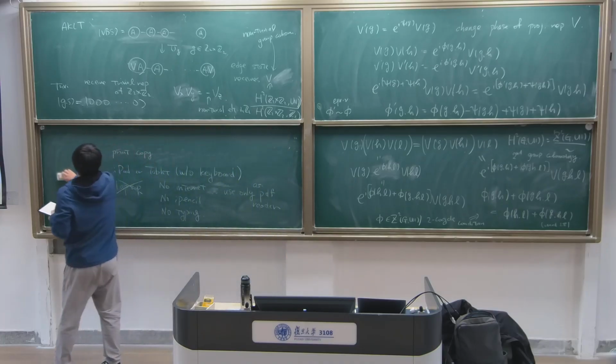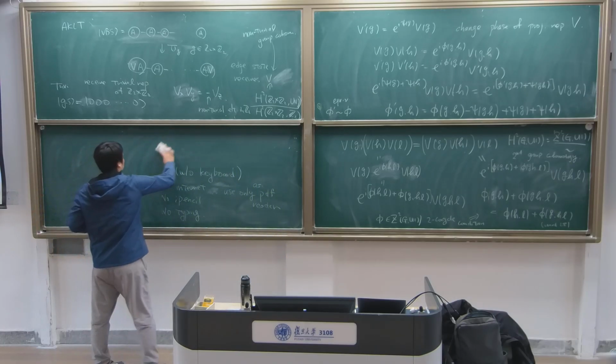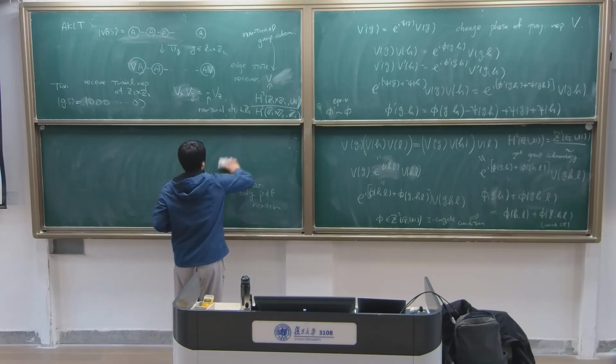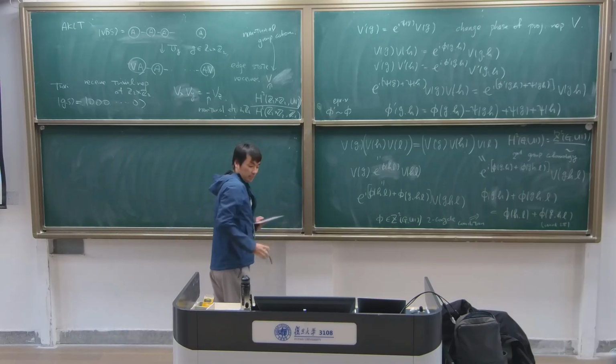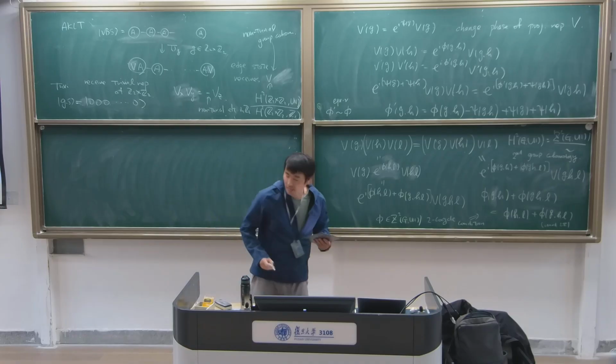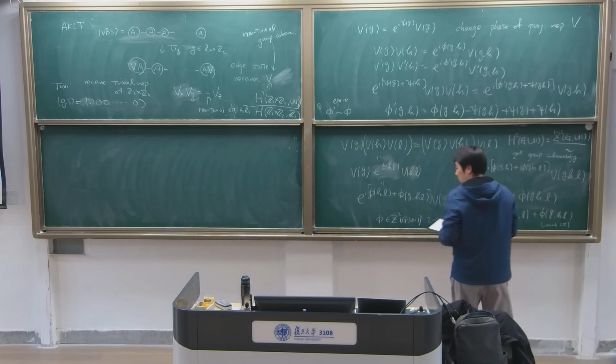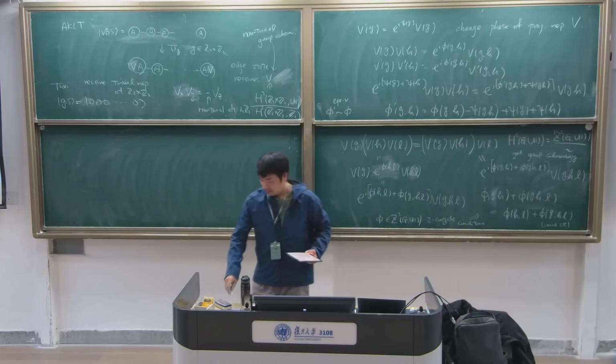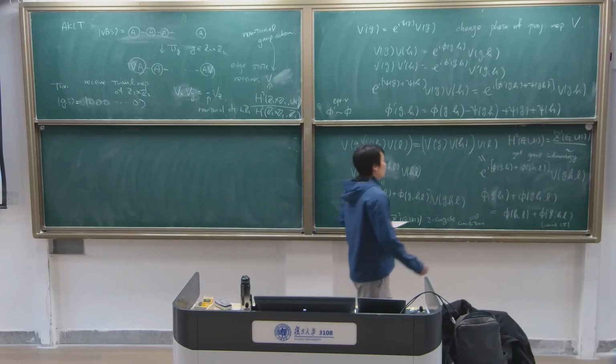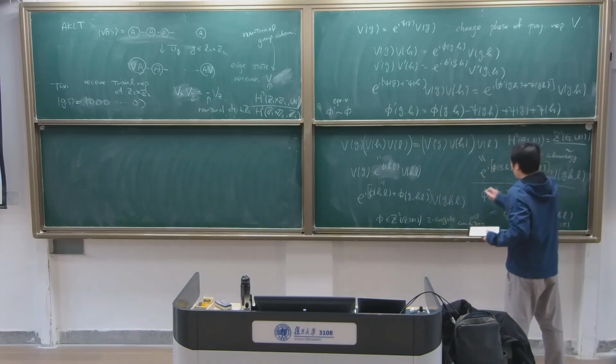Now, this is a bit abstract. This group cohomology is a bit abstract. Let's do it one by one. Cocycle. This cocycle condition, which looks a bit complicated.